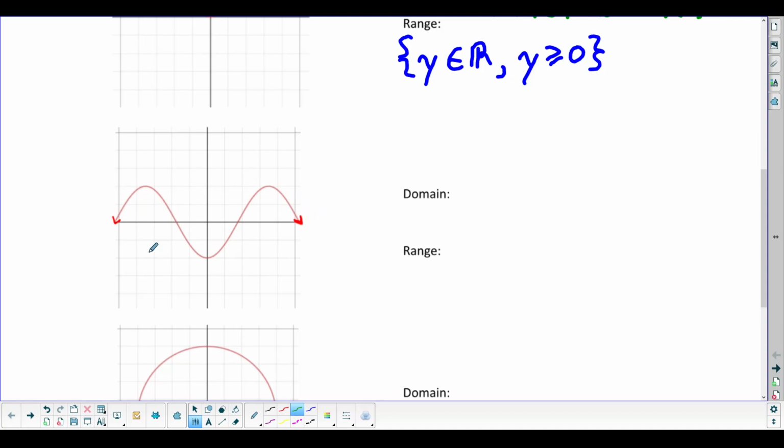So if we think about the domain, once again, it looks like it could be anything, right? If this graph repeats to the right forever, every x value will have a graph, to the left and to the right. So we could write x can be anything. x is an element of the real numbers.